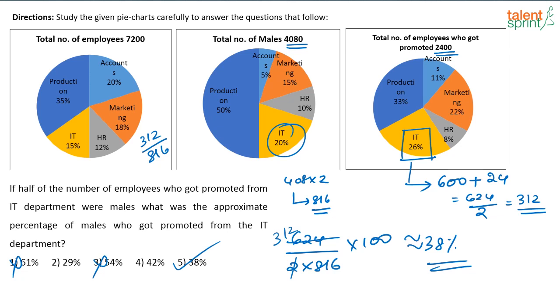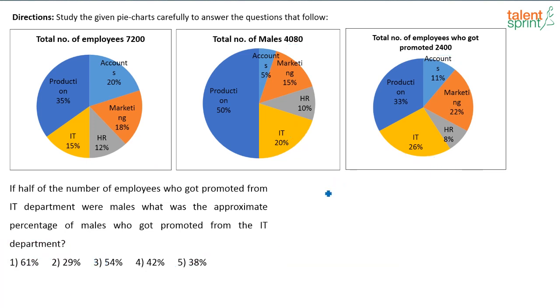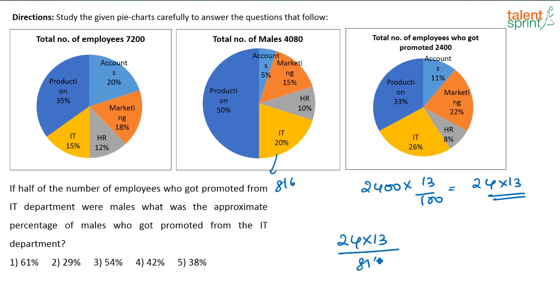Next one. See, the other way to do it is, instead of doing it like this, if you feel the calculations are getting tougher, what is it that you have to find out? You have to find out 2,400 into 26 by 100, correct? Half of that, so you have to basically find out 24 into 13. Now don't solve it here, right? Here you know the number of males from IT is nothing but 816. So what should you find out? You have to find out 24 into 13 divided by 816.